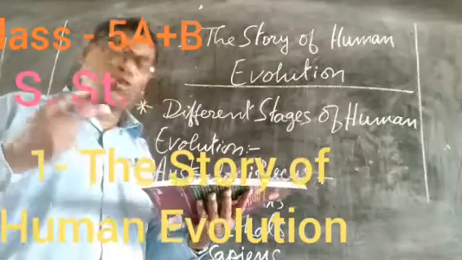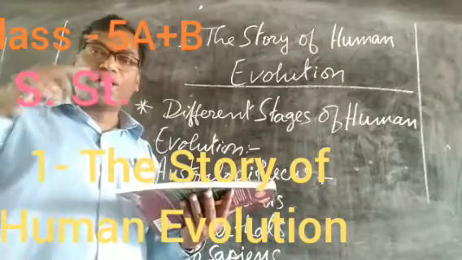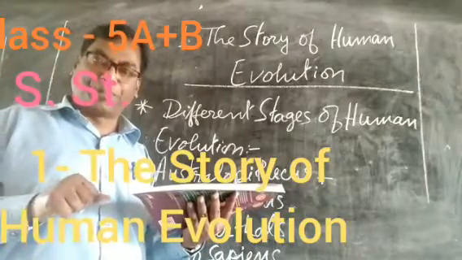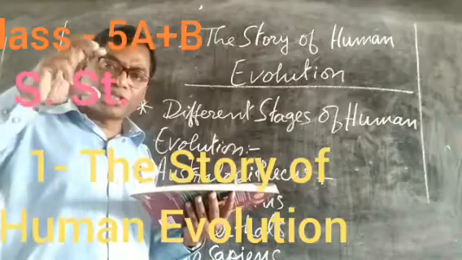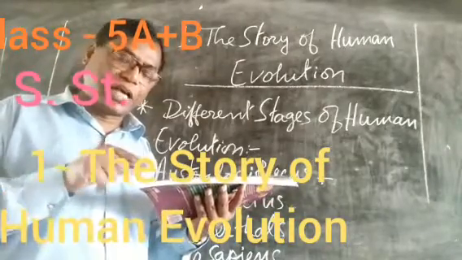They had both human and ape-like features. That means their figure looked like humans as well as apes, chimps or monkeys. These are the features. They look like apes.